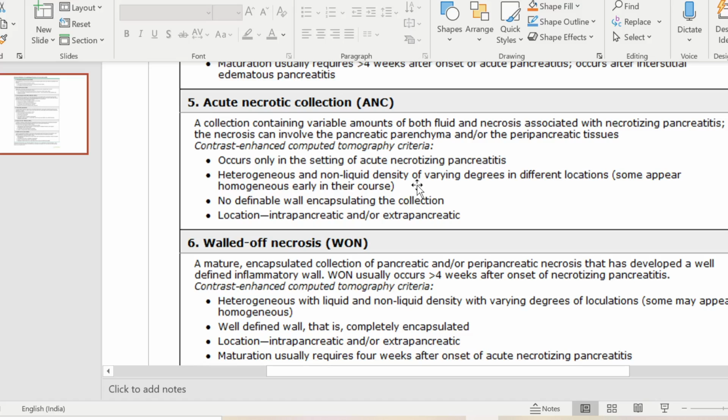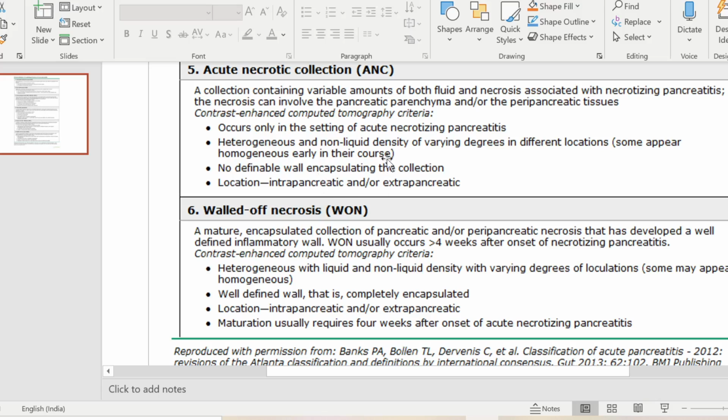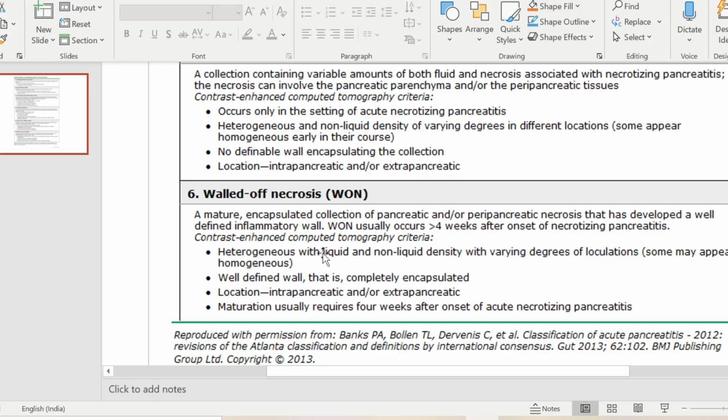Heterogeneous and non-liquid density of varying degrees in different locations can be seen. There is no definable wall encapsulating the collection, and the location can be intrapancreatic or extrapancreatic. Now this is less than 4 weeks. More than 4 weeks is the walled-off necrosis.